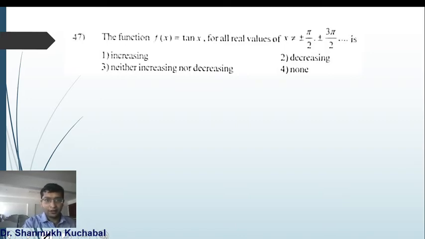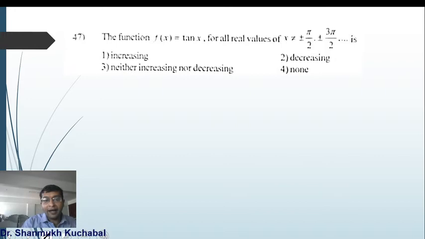The function f of x is equal to tan x for all real values of x not equal to plus or minus pi by 2, plus or minus 3 pi by 2. We have to find whether it is increasing, decreasing, neither increasing nor decreasing, or fourth, none of these.